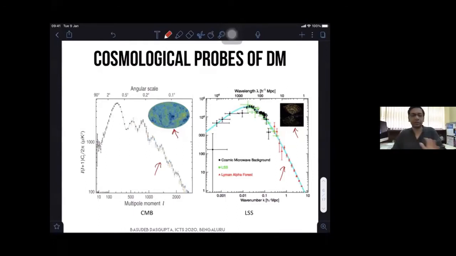These two pieces of information or observables give us a lot of insight into the nature of dark matter, both about its abundance and about its particle nature. So that's what we will discuss in the next, let's say, 45 minutes or so.